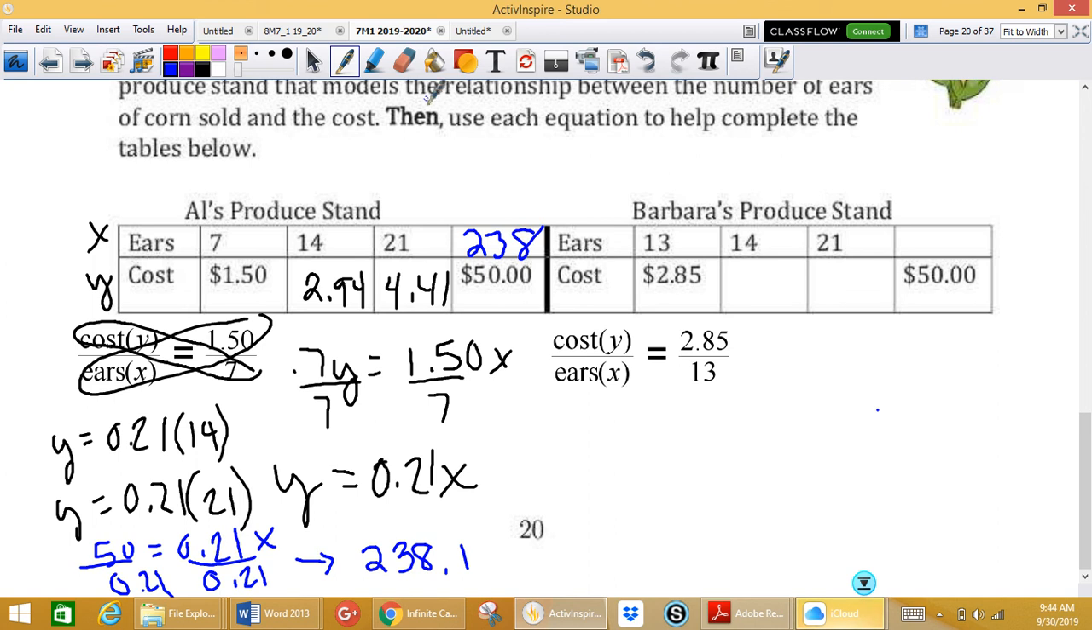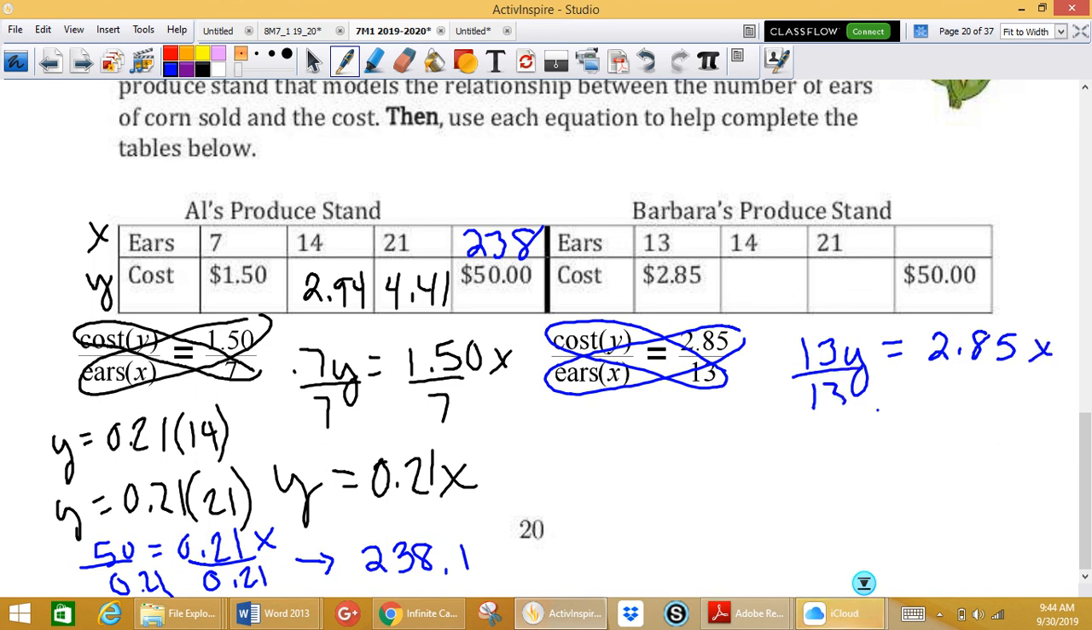Now Barb's, take her first ratio, which is 13 to 2.85. So the cost y and ears of corn x. I'm going to cross multiply. So I get 13y equals 2.85x. Divide each side by 13. So 2.85 divided by 13 is y equals 0.22x when I round it.